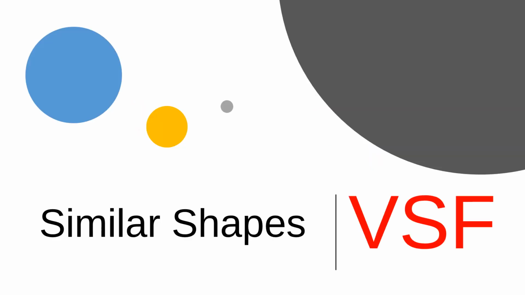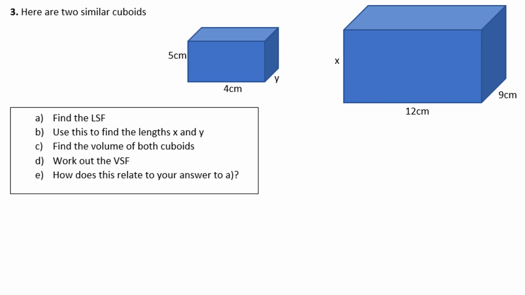Cool. So let's increase that one more time. Let's look at VSF, or what happens to volumes. Example like what we did at the start. We want to find the LSF here. So what are we comparing? We're comparing 4 and 12. So 12 over 4 gives us a linear scale factor of 3.